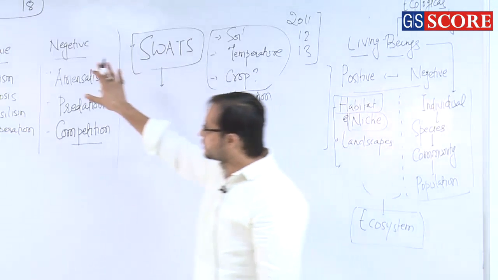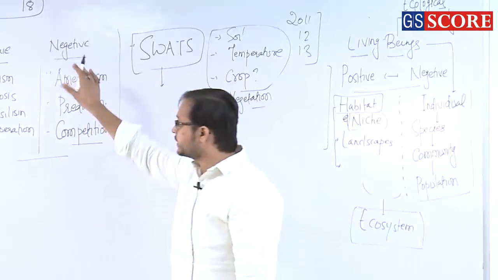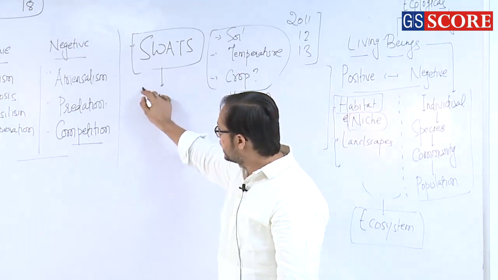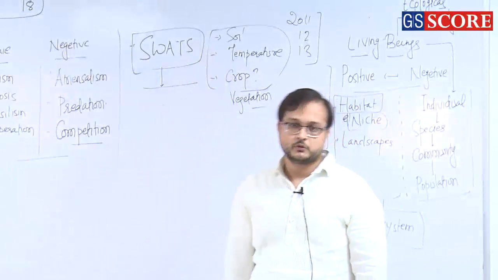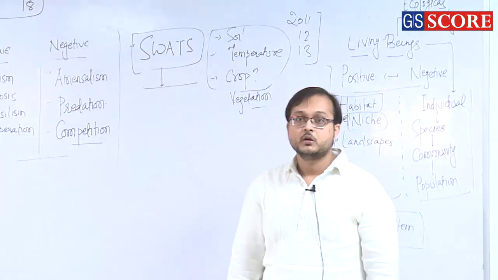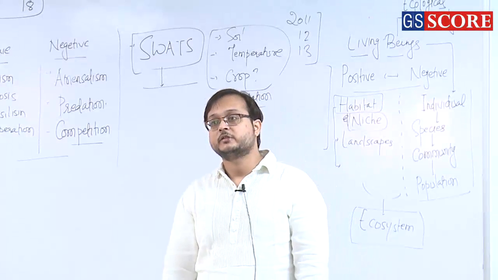A number of questions, say 1 or 2 questions, can be asked from ecology every year. 1 or 2 questions are asked from this particular aspect also. First thing, type of soil. Second thing, water resources, their existence.